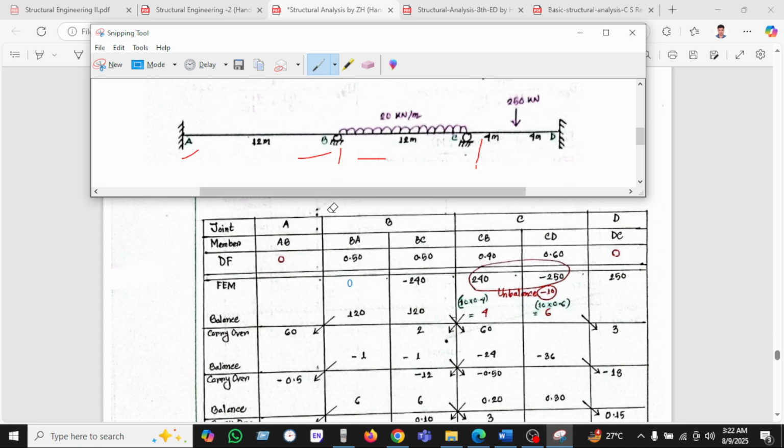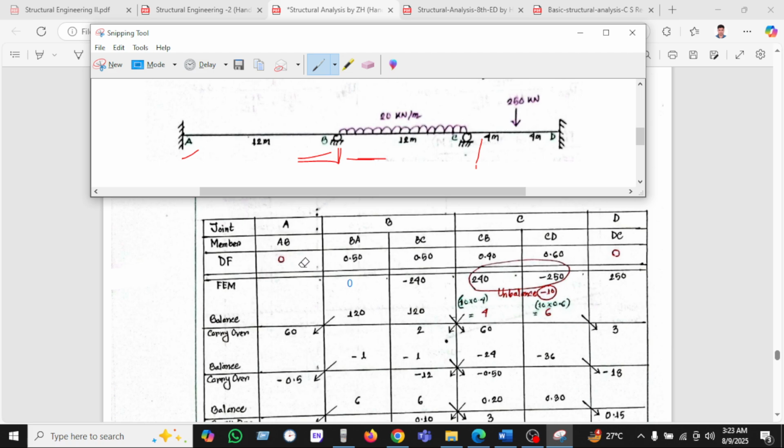So at joint A, there is no left and right, only the right direction. But at joint B, there are two portions, one left and another right. That's why here we have the left portion BA and the right portion BC, and at the same point C, the left portion CB and the right portion CD.